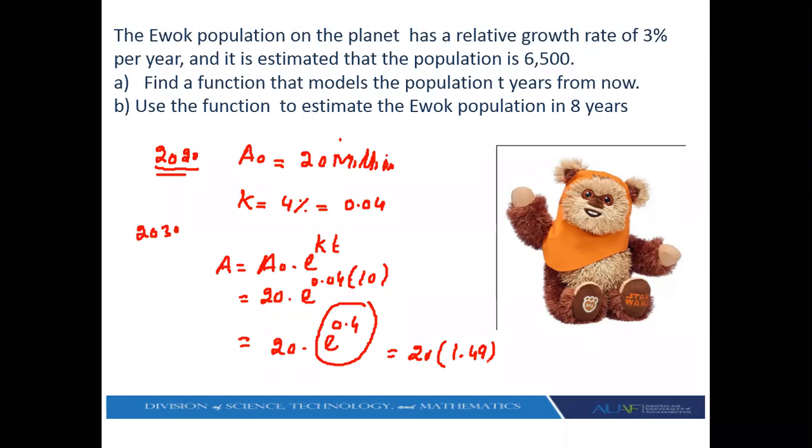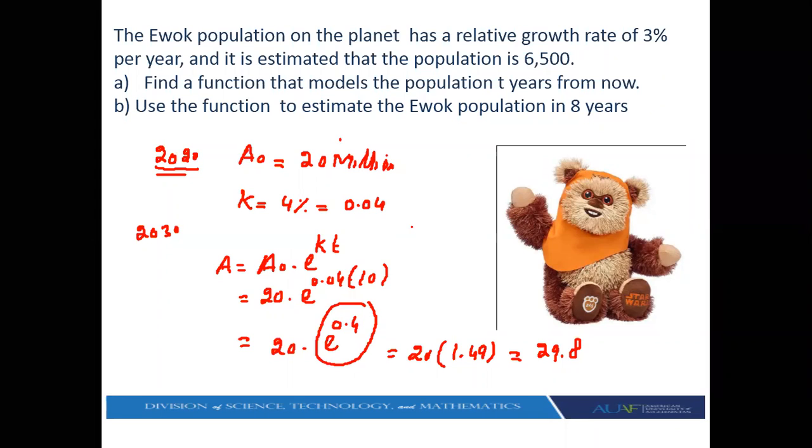So multiply with 20 equal to, we have 20 multiply 1.49, 29.8. Yes, thank you. 29.8 something. So in 2030, the population will be 29 point something. These are millions.